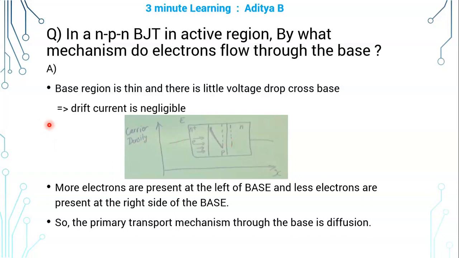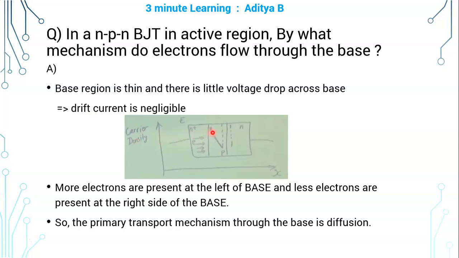If you see the base, it is very thin when compared to the emitter and collector. So there is a very little voltage drop across the base. So we can say that drift current is negligible. Drift current is due to the electric field, that is, due to the potential difference. So as there is very little voltage drop across this thin base region, drift current is negligible. So we can say that predominantly the transport mechanism is through diffusion.